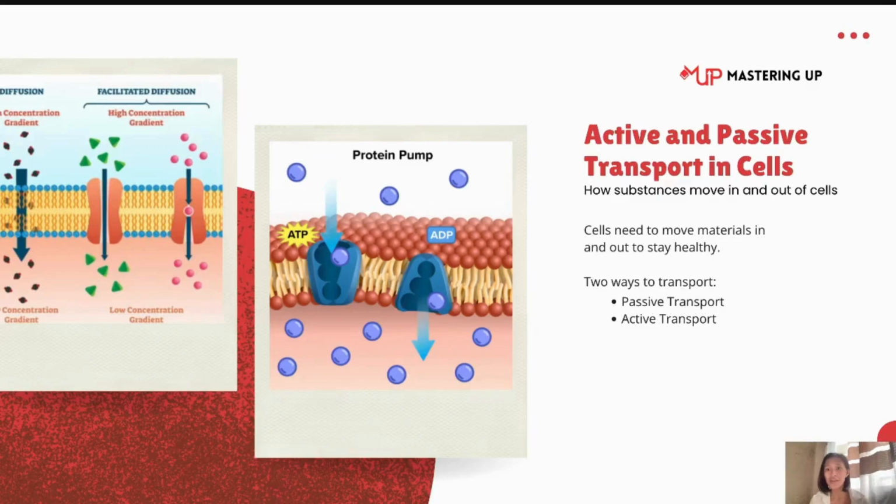Active transport, on the other hand, is a type of transport that requires energy because substances are moved against their concentration gradient, which means from an area of low concentration to an area of high concentration. Both types of transport are essential for cells to maintain their functions, but they work in different ways. Let's dive deeper into each one.